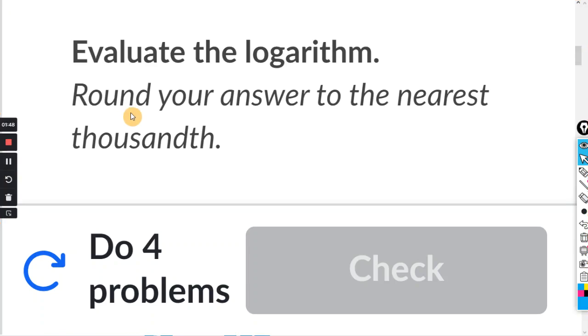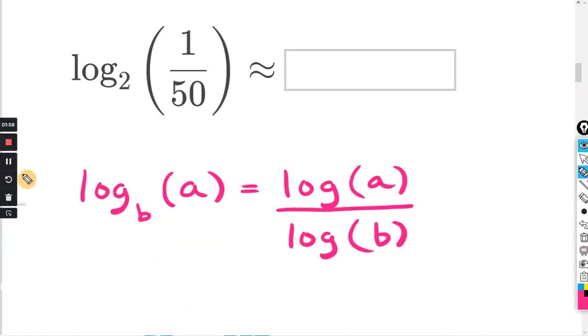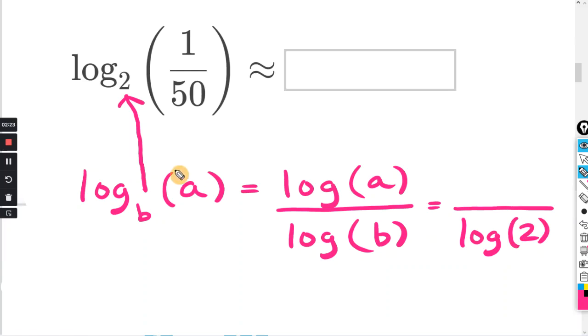All right, here they want us to evaluate and round the answer to the nearest thousandth. Okay, that's going to be 3 decimal places. All right, so using our formula, we see the base b is just 2. Okay, so on the bottom, remember the base goes on the bottom. We're just going to take the log of 2. All right, and by bottom, I just mean the denominator. And then in the numerator, we see that a is 1 over 50. So in the numerator, I'm just going to do the log of 1 over 50.